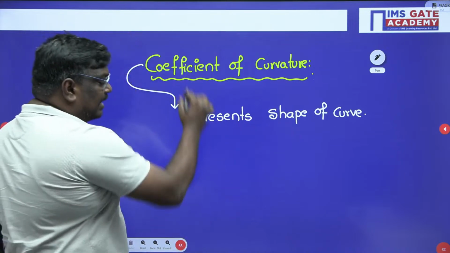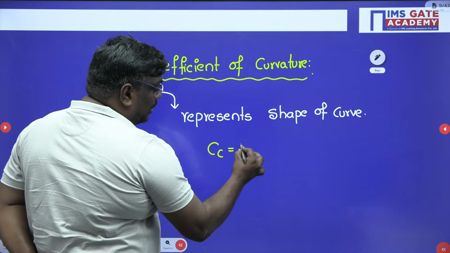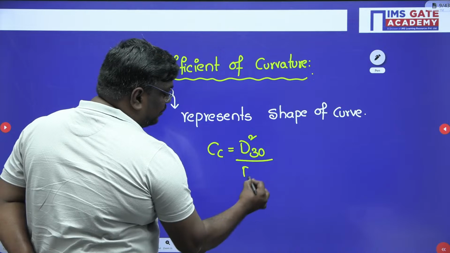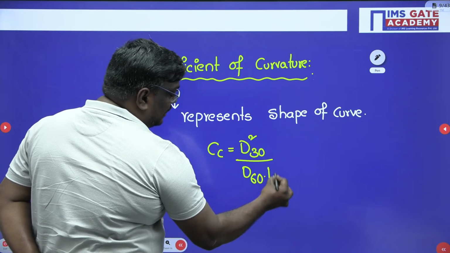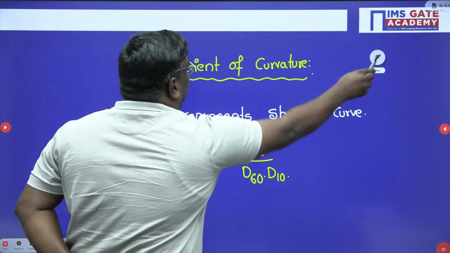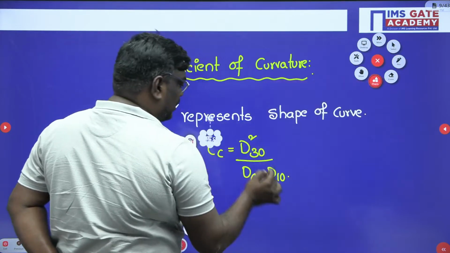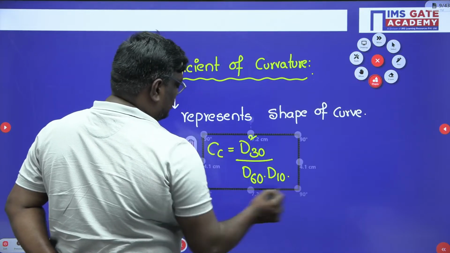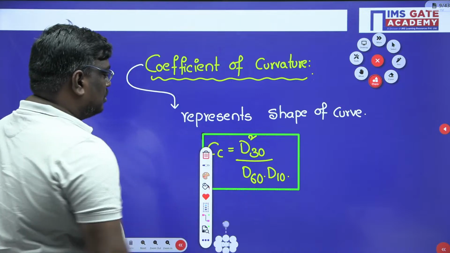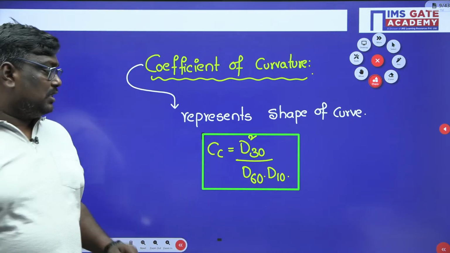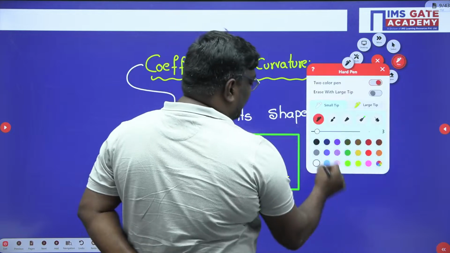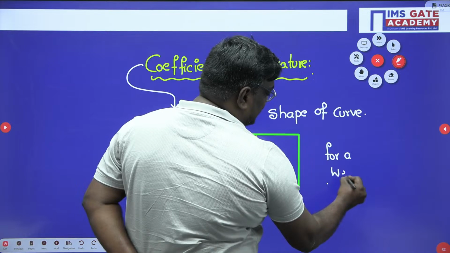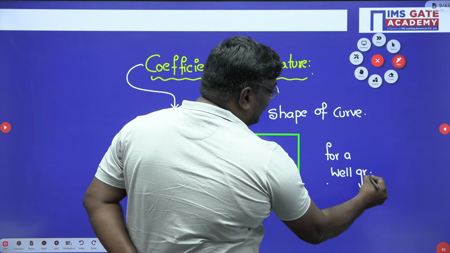Now coefficient of curvature is given by the formula D30 squared upon D60 into D10. D30 squared upon D60 into D10 is the formula for coefficient of curvature. Here my dear students, I would like to tell you, for a well graded soil: when do you say that a soil is well graded? If all the particles are present.